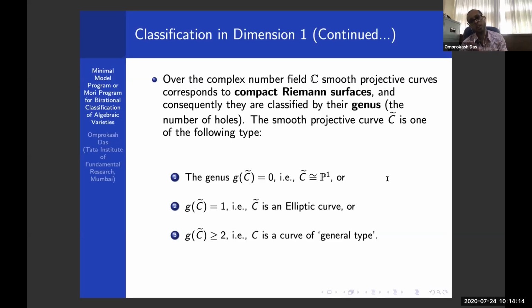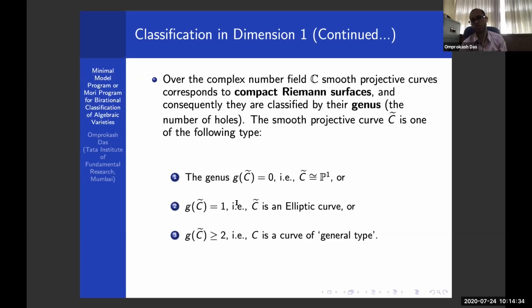Of course, there could be more than two elliptic curves which are non-birational and non-isomorphic to each other, so they belong to different equivalence classes. What I mean is, let's say we are in the second case, the genus of C tilde equals 1. That does not mean all elliptic curves live in one single equivalence class.